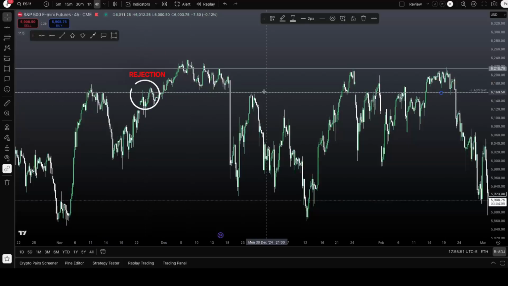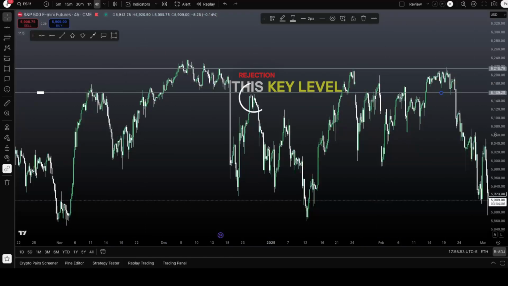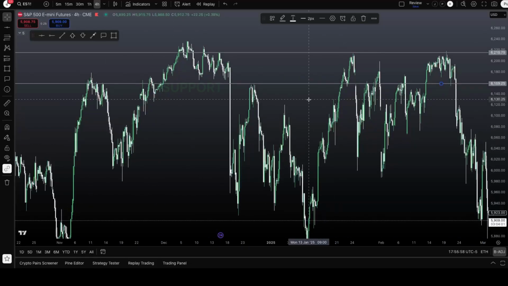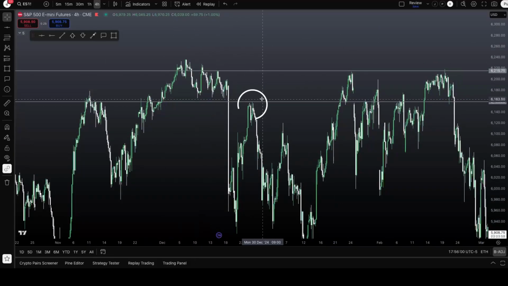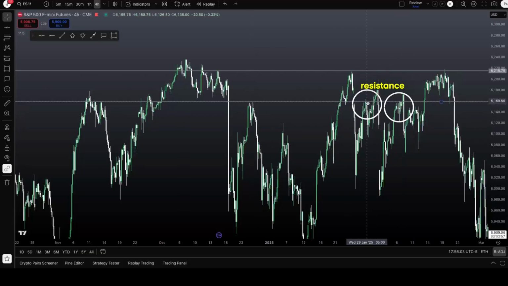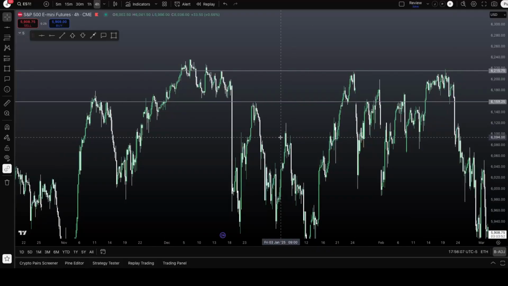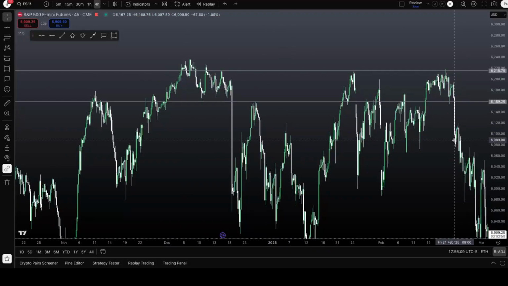We rejected here, we rejected a swing high, and the other thing I like about this level is that we also have a little bit of confluence where this is also a little bit supportive in this area and a resistance here. So these touch points, the more touch points that you have of confluence, the more confidence you can have that this is a strong key level.